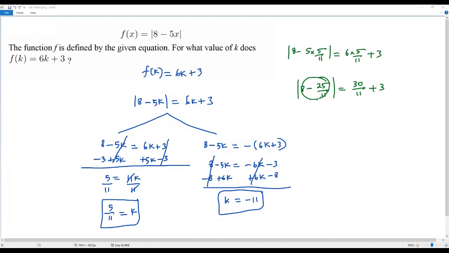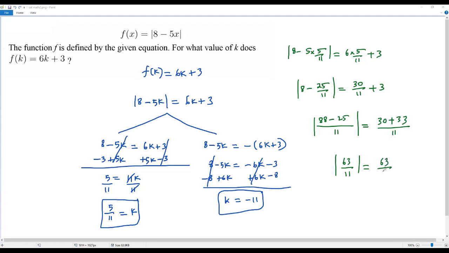Inside the absolute value, we do subtraction between an integer and a fraction. Whenever I want to add or subtract an integer and a fraction, the integer has to be multiplied by the denominator, and then I can take 11 as a common denominator. So 11 times 8 is 88, that is (88 - 25)/11. The same thing on the right side: 30 + 11 times 3 is 33, divided by 11. Now we take 11 as a common denominator. When I simplify, I'm getting |63/11| = (30 + 33)/11, which is 63/11.